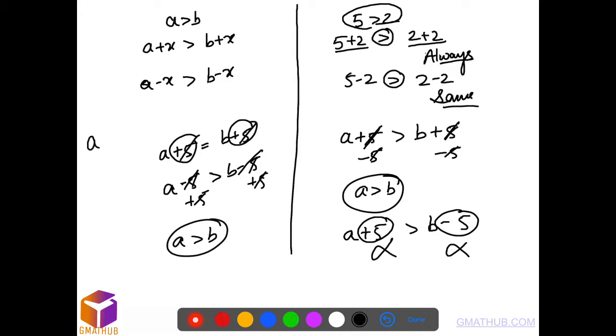Same way, if a is greater than b is given, okay, it's like we can take b to this side. Let's say we subtract b from both the sides. Okay, so it's as good as taking b to this side. So we can do that perfectly fine. No problem with that.